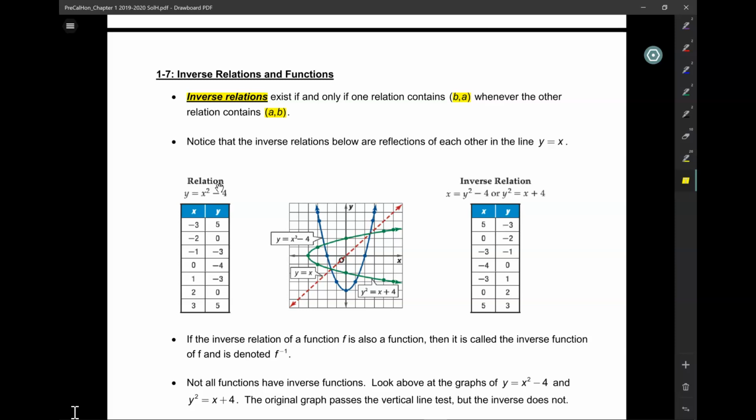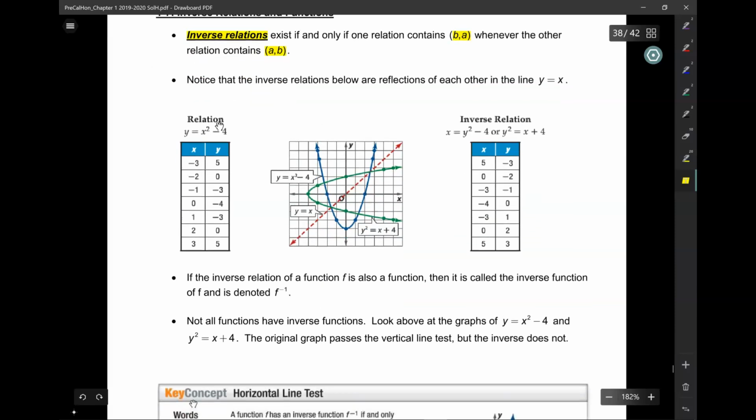All right, here we have a couple of different representations of two inverse relations. So we have y equals x squared minus 4. And when we graph y equals x squared minus 4, we get this parabola that intersects at y equals negative 4. Now, here we have the coordinate points for this parabola. When x is 0, y is negative 4. When x is negative 3, y is equal to 5, and so on.